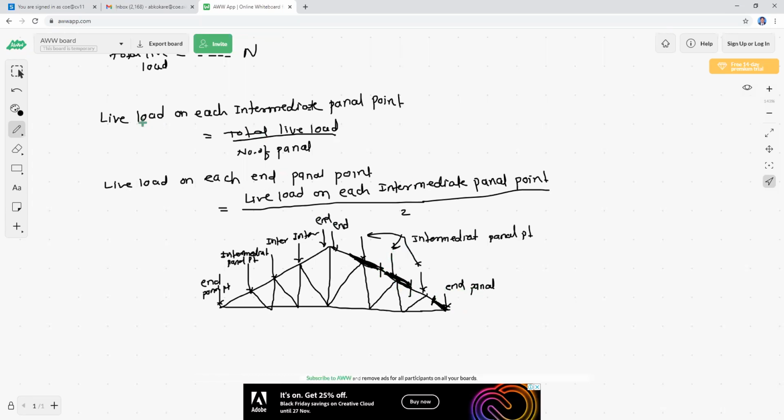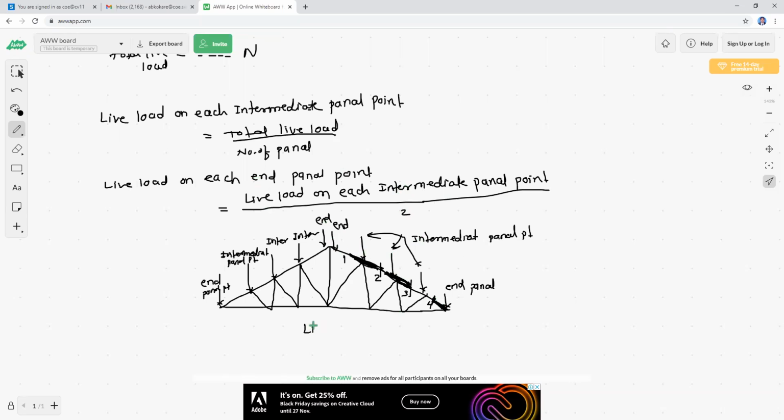त्यामुळं लाईव्ह लोड ऑन इच इंटरमिडिएट पॅनल पॉइंट म्हणजेच काय केलं, टोटल लाईव्ह लोड इथं काढलेला टोटल लाईव्ह लोड डिवाइडेड बाय नंबर ऑफ पॅनल. पॅनल मीन्स this is 1 panel, this is 2, this is 3 and this is 4. So total 4 panels are there in this half truss. या हाफ ट्रस मध्ये 4 पॅनल आहेत, मग आपण इथे 4 ने डिवाइड करायचं. सो टोटल लोड डिवाइडेड बाय 4 केलं तर प्रत्येक पॉइंट वरचा आपल्याला लोड मिळेल. सो दीज आर दी 3 इंटरमिडिएट पॅनल and exactly half load of this intermediate panel is the end panel load.